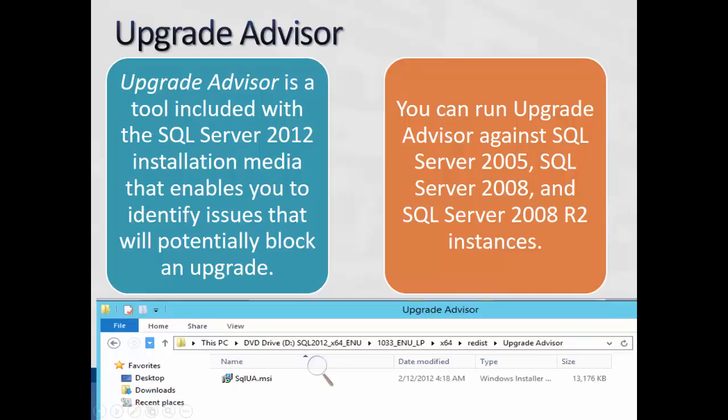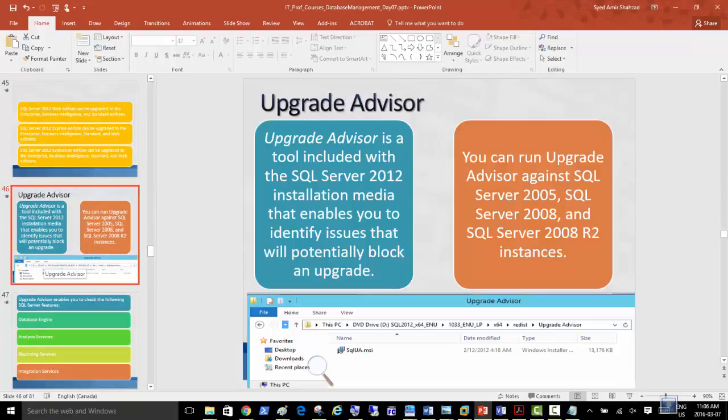So you can run upgrade advisor against SQL 2005, SQL 2008, and 2008 R2 instances. It's going to advise whether we can upgrade to 2012, 2014 or 2016 or not. So where's that file? It's in the DVD, in 1033 ENU, then x64. Let's go there and install that small utility called upgrade advisor. I'm just going to look at this path here, which is the DVD, then x64, Redist, and upgrade advisor.